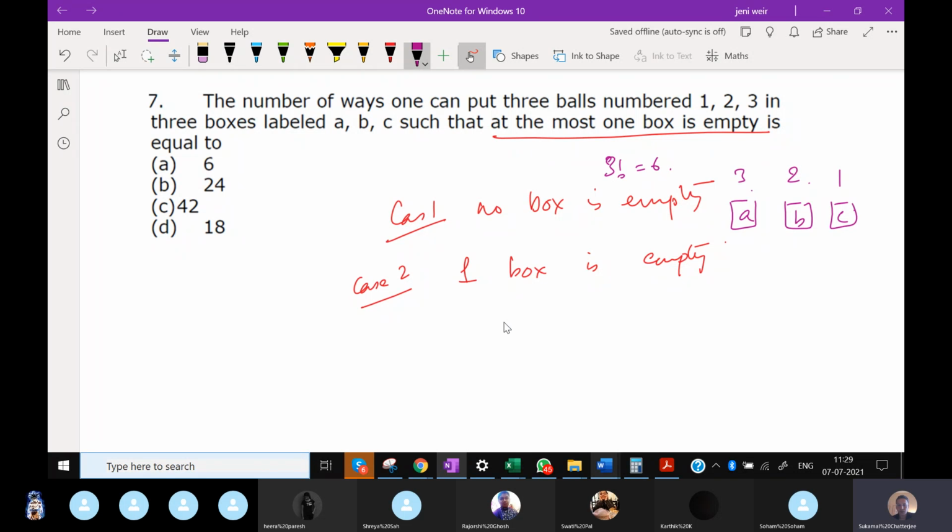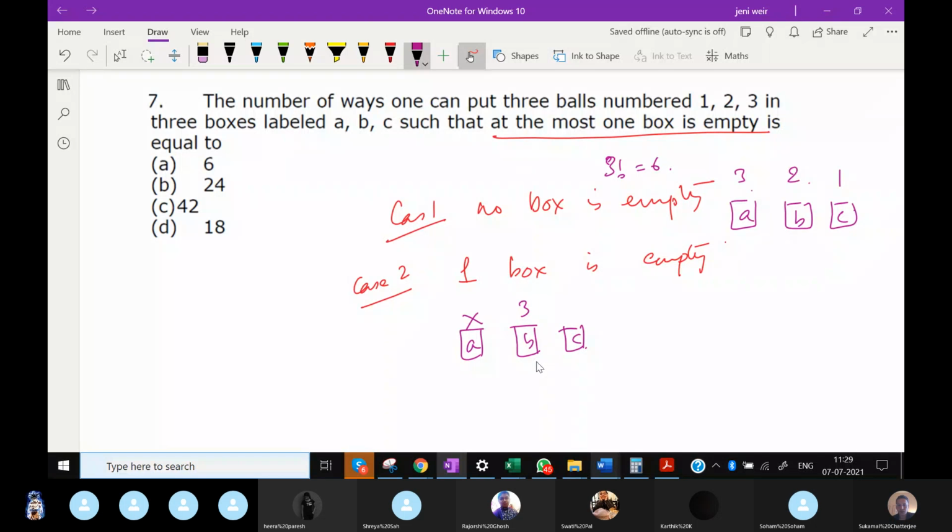Now, if one box is empty, let us take any one box as empty. So A is empty. So that means I have only 2 boxes, B and C, in which I can fill the 3 balls, right? And B and C both has to contain at least one ball, because I cannot have 2 boxes empty. So that means let me pick one ball out of 3 balls, which can be done in 3 ways, and fill the box B, right?